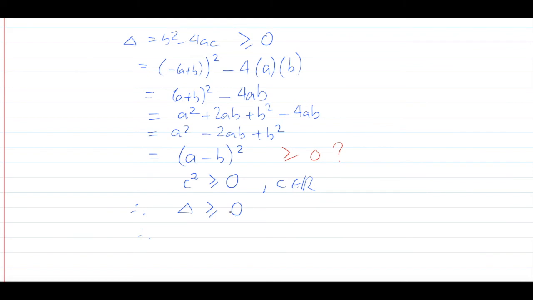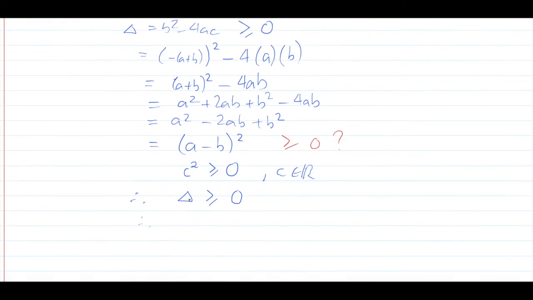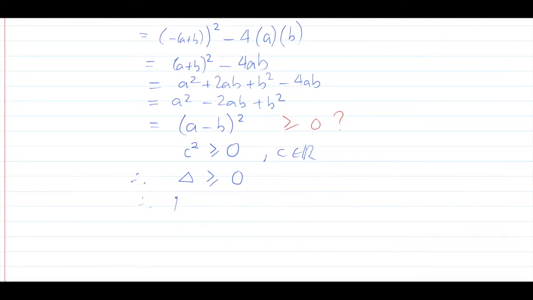And if that's the case, then that would mean you have, you just rewrite the equation down again, so the equation would have a solution or solutions for all values of a and b.